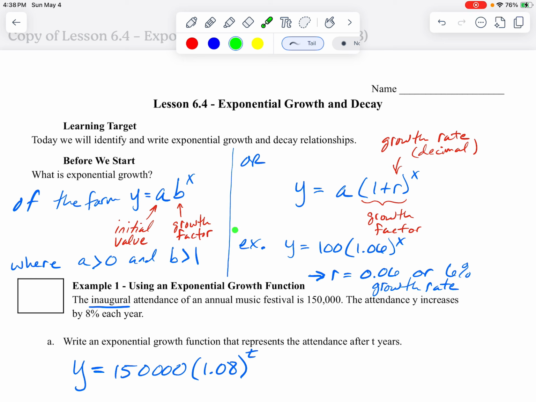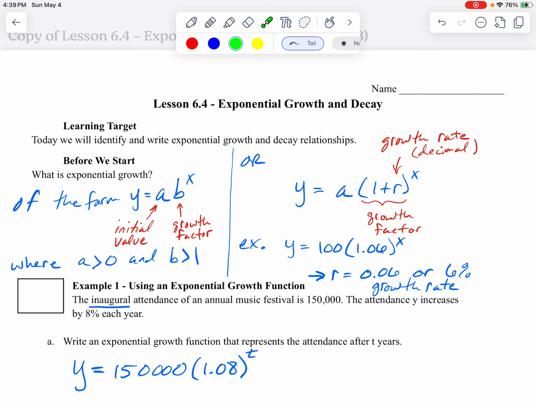So for example, if we have this equation right here, a is 100, that's our starting value, and then I'm multiplying that by 1.06 to the x. If you notice, I've got 1, but then the additional amount is that 0.06. So that r value is the 0.06. As a percent, that's 6%. So for every 1 x goes up, our initial value is going to increase by 6%.